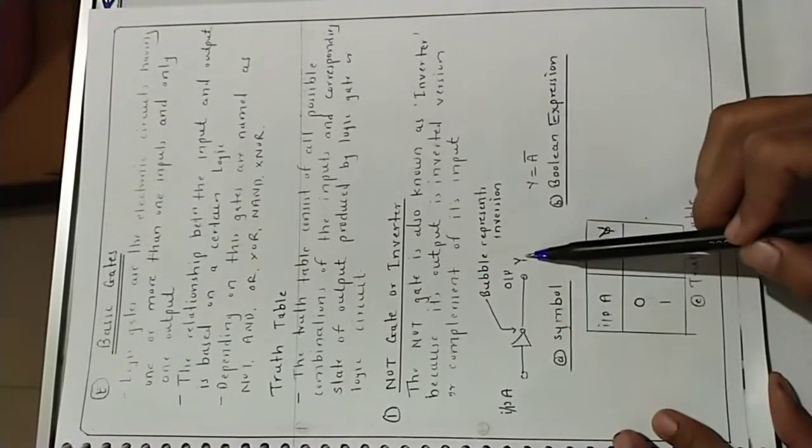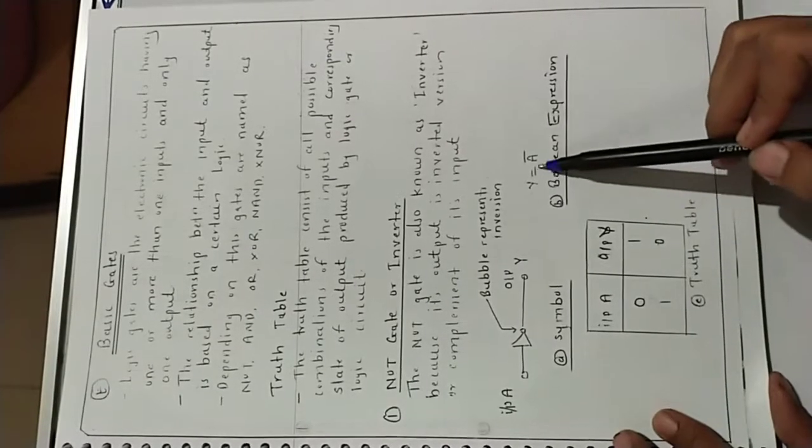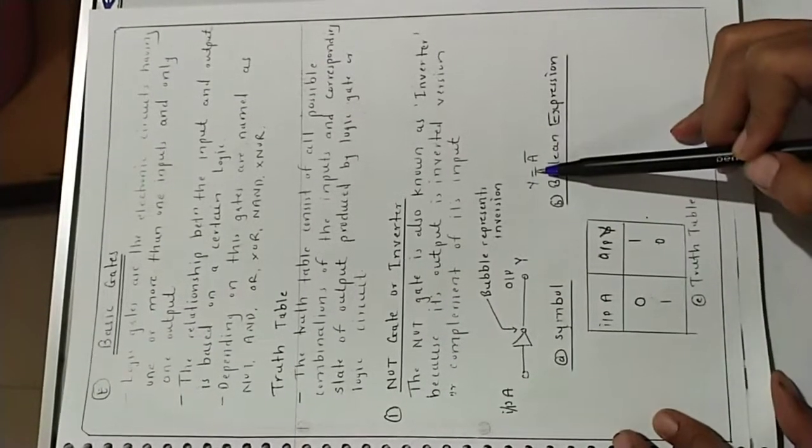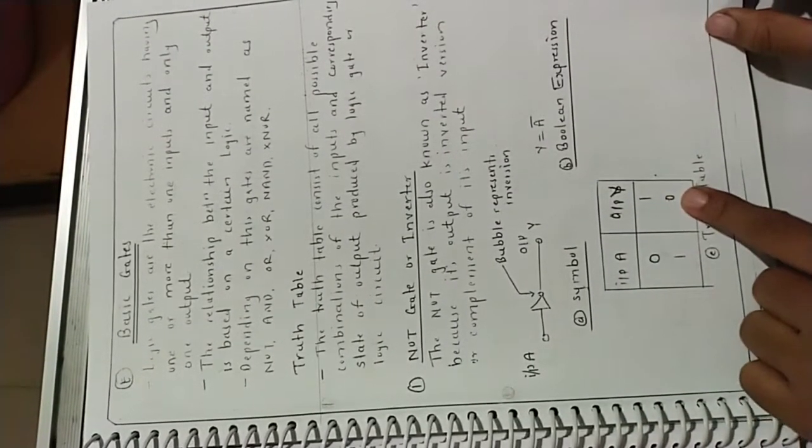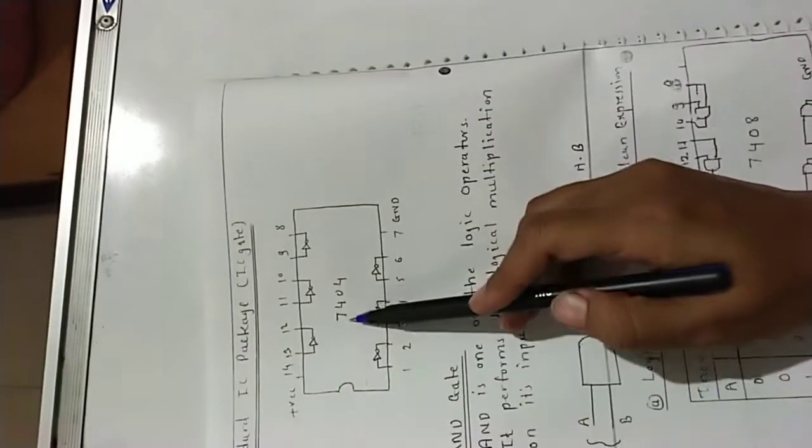A is the input, Y is the output. So Y will be equal to A bar. This is the Boolean expression for NOT gate. Okay, and so if 0 is input, output will be 1. If 1 is input, output will be 0 because it is inverter. It will invert the signal. And the IC for NOT gate is 7404.